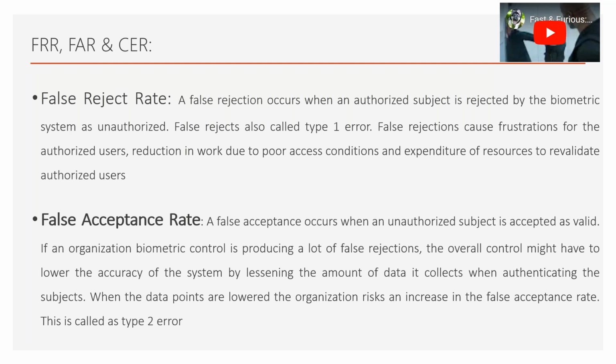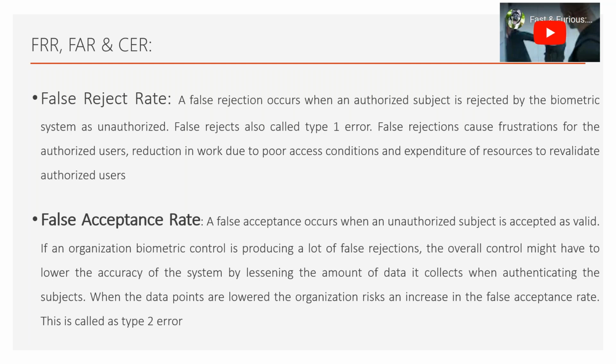In movies, you must have seen where they use this voice pattern biometric system. You can record the voice of the person and play it at a particular time, which will fool the biometric system into thinking that it is the actual user. So this is an example of FAR.